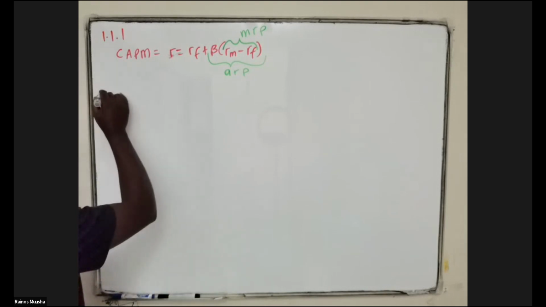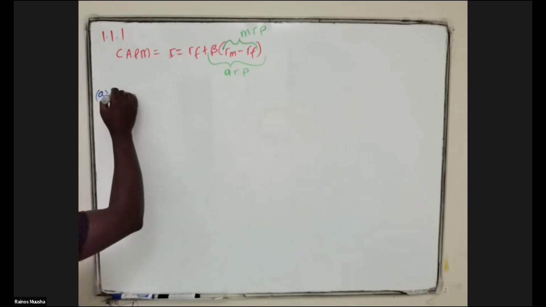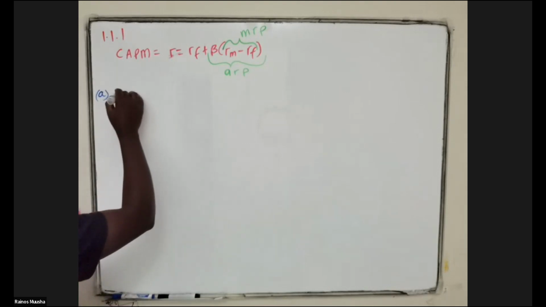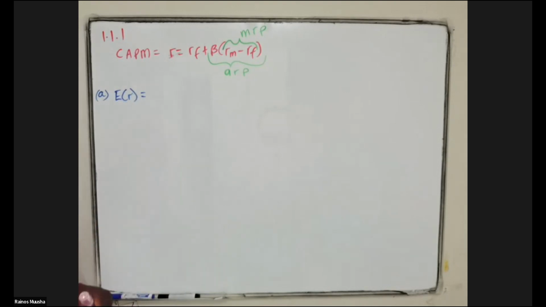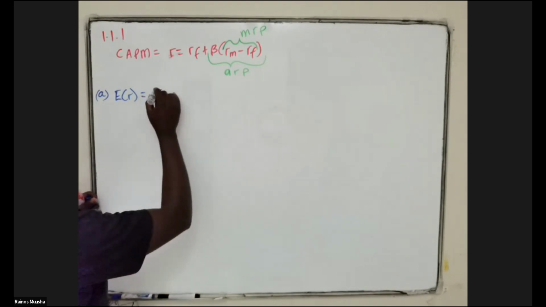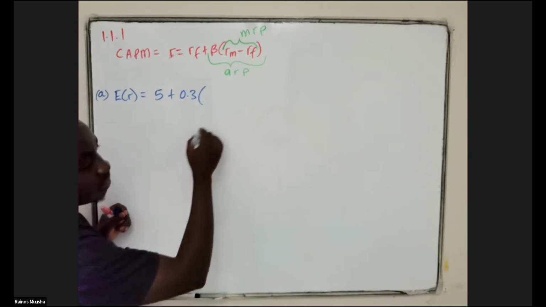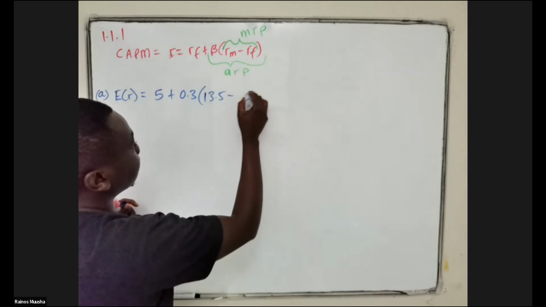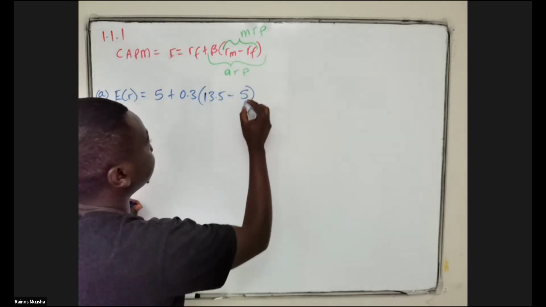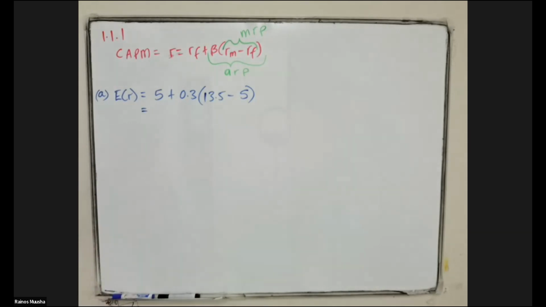So for part A of the question, they ask us to calculate the expected return given that the beta is equal to 0.5. So to get the expected return, we're given that the risk-free rate of return is 5 plus the beta of 0.5 in brackets. The market return is 13.5 minus the risk-free rate of return, which is equal to 5%. So given this information, how much do we get as the expected return? 7.55%. So 7.55%.